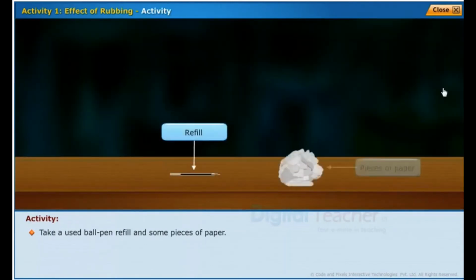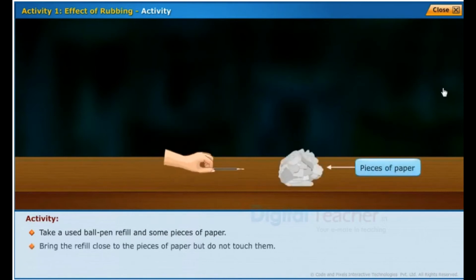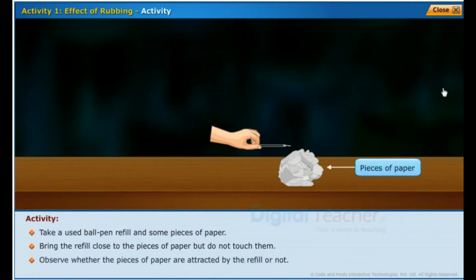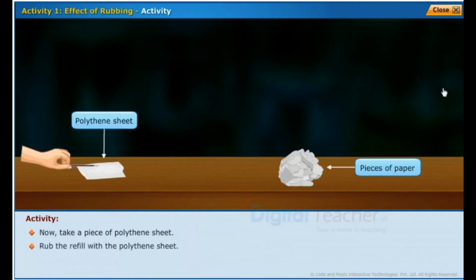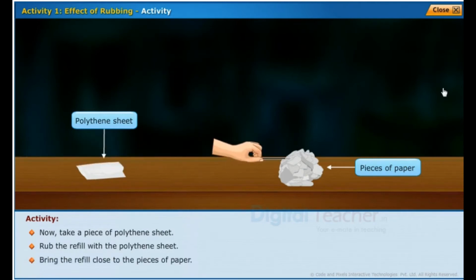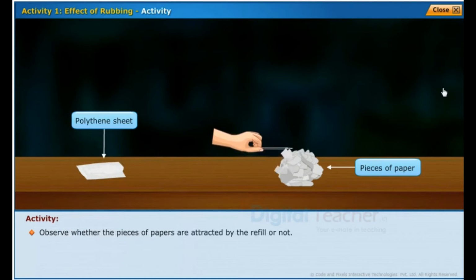Take a used ball pen refill and some pieces of paper. Bring the refill close to the pieces of paper but do not touch them. Observe whether the pieces of paper are attracted by the refill or not. Now, take a piece of polythene sheet. Rub the refill with the polythene sheet. Bring the refill close to the pieces of paper. Observe whether the pieces of paper are attracted by the refill or not.